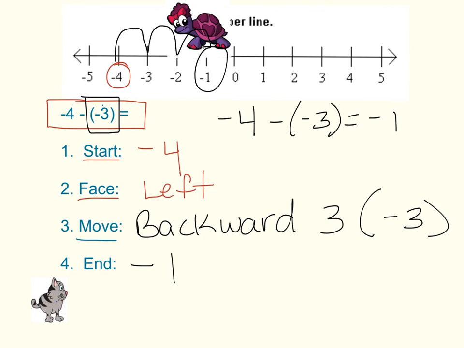Make sure you have all those examples. Make sure that you're familiar with those 4 steps because we're going to use them in class next time. Have a nice day. See you guys later.